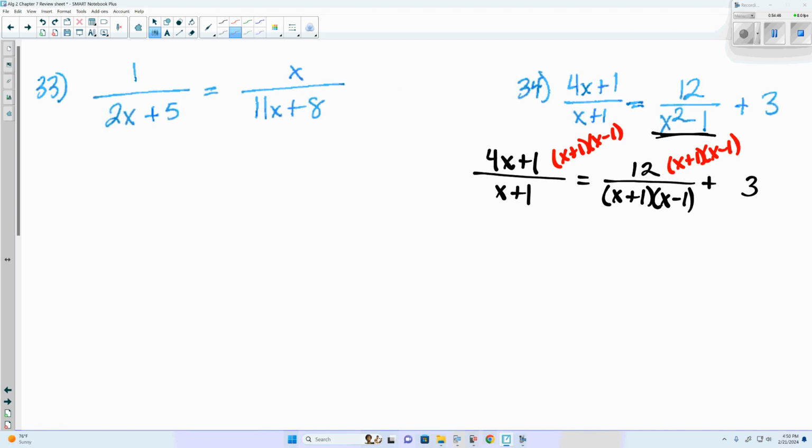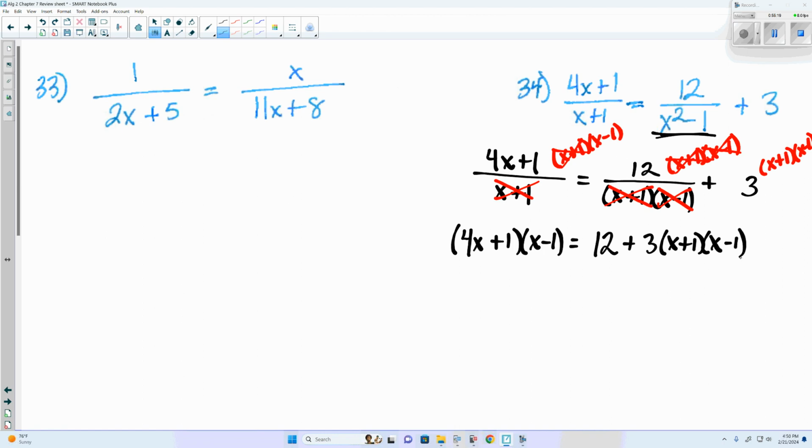So we're going to multiply everything by x plus 1 and x minus 1. Now we can go through and make sure everything canceled. So an x plus 1 and x plus 1 cancels on the far left. In the middle, x plus 1, x plus 1, x minus 1, x minus 1. And since our 3 didn't have a denominator, nothing simplifies. So what that leaves us with is 4x plus 1 times x minus 1 is equal to 12, everything canceled, plus 3 times x plus 1 times x minus 1.